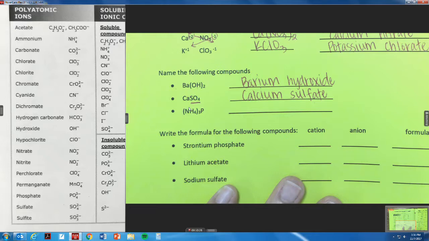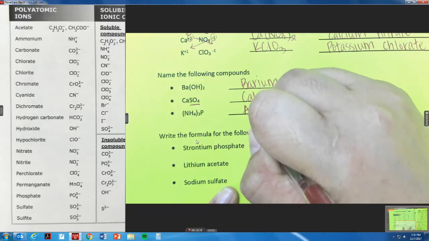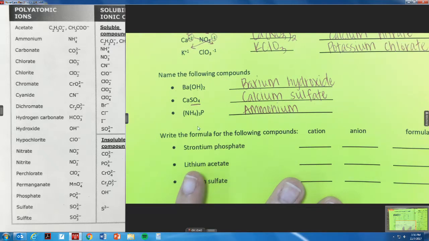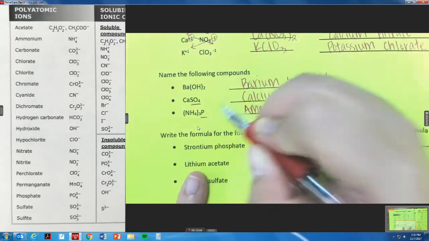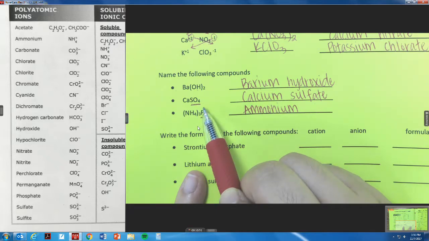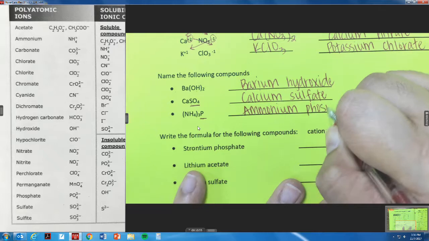Okay, so NH4, since that's in parentheses, this is my polyatomic. So NH4 is right here, and that's going to be ammonium. Okay, now my anion, it's just a single element, so it's not a polyatomic. So if it's just a single element, it's going to be phosphide.